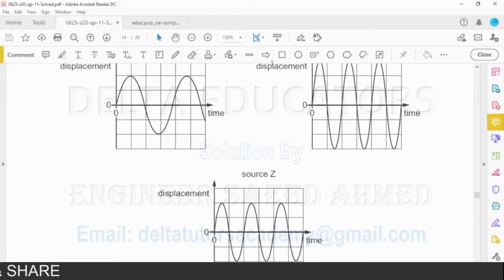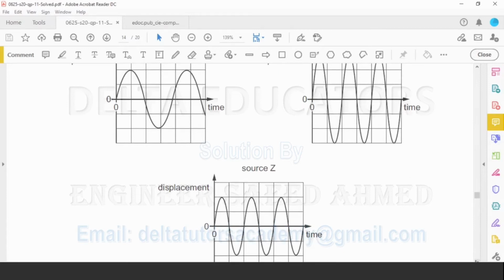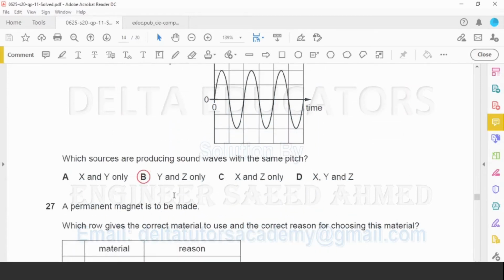Since in these two cases wavelength is same, so we can say here frequency will also be same. And since the frequency is same in both the cases, so here the pitch will also be same in source Y and source Z. And same thing is given in option B. Same pitch is in Y and Z. So our correct option is option B.